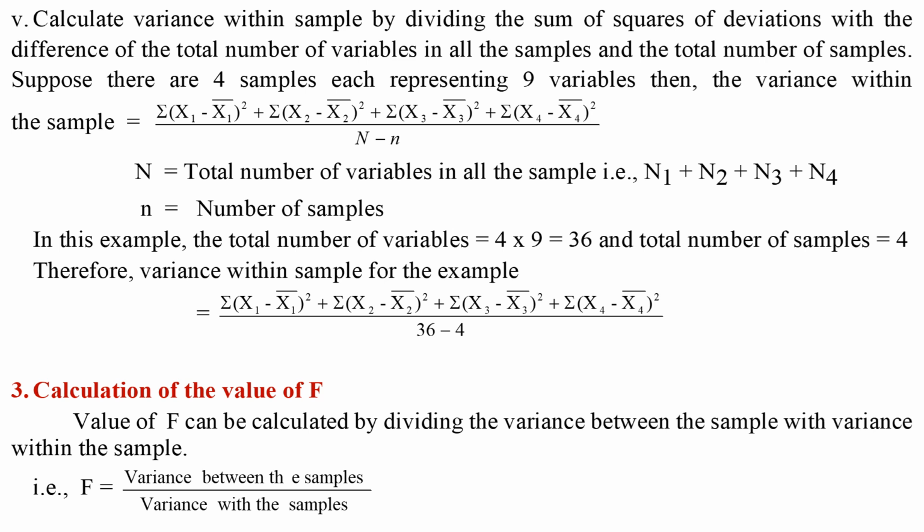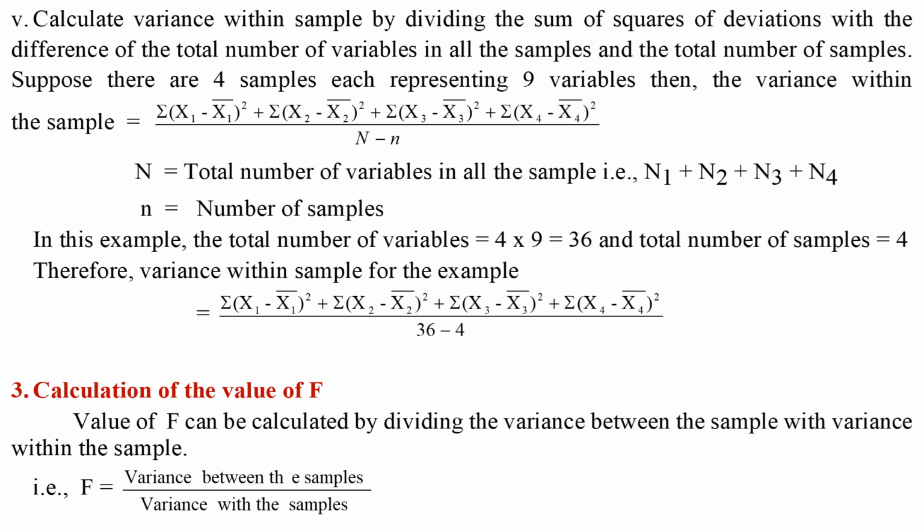Suppose there are 4 samples each representing 9 variables. Then the variance within the sample is represented here. N equals total number of variables in all the samples, i.e., N1 plus N2 plus N3 plus N4. Small n equals number of samples. In this example, the total number of variables equals 4x9 equals 36 and total number of samples equals 4. Therefore, variance within sample for the example is mentioned here.